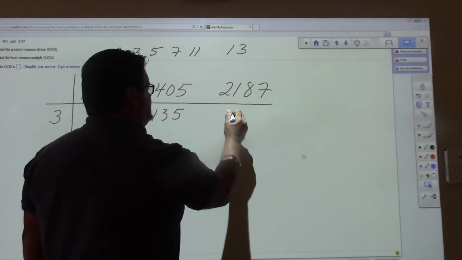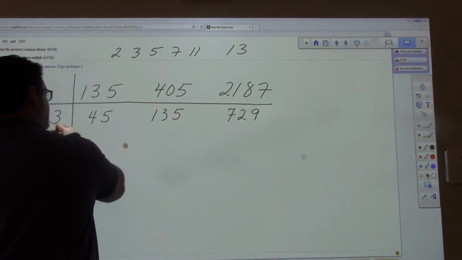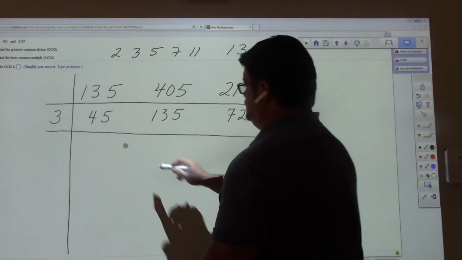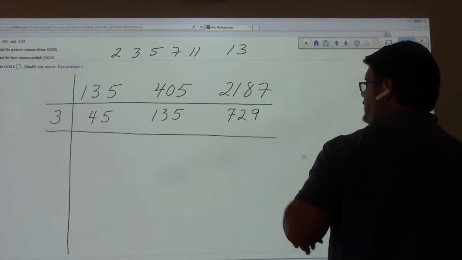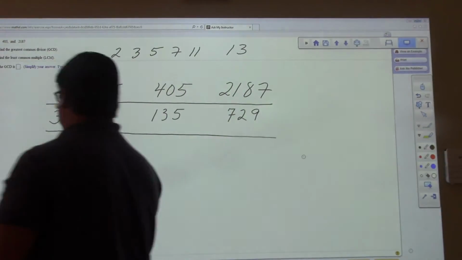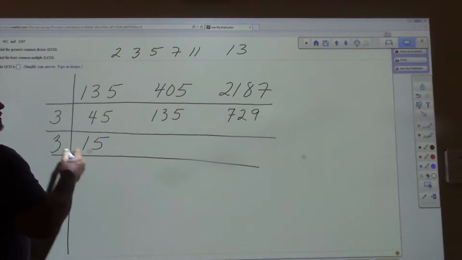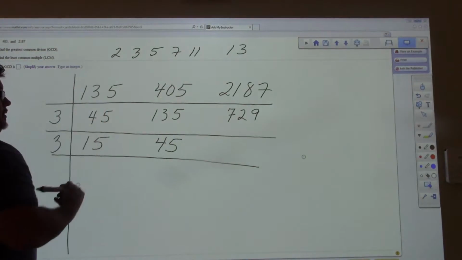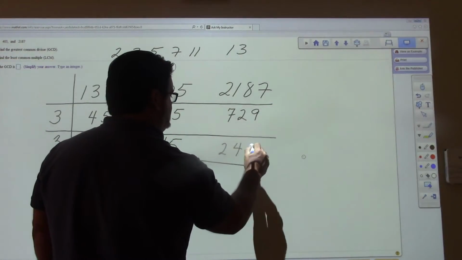3 will go into 21 7 times. Go in there 2 times. Leave 27. Look at that. It worked. Now we've got a 5, and 3, and a 9. I think 3 again. That'll be a 15. 3 will go into 135 45 times. Please don't do that over when you've got it right here. 3 will go into 7 2 times. That'll leave a 12, 4 times, and 3.